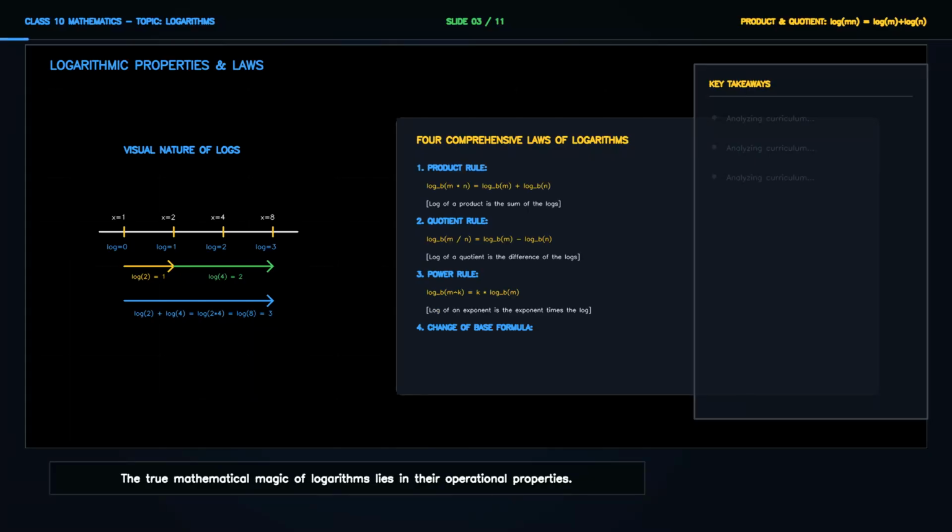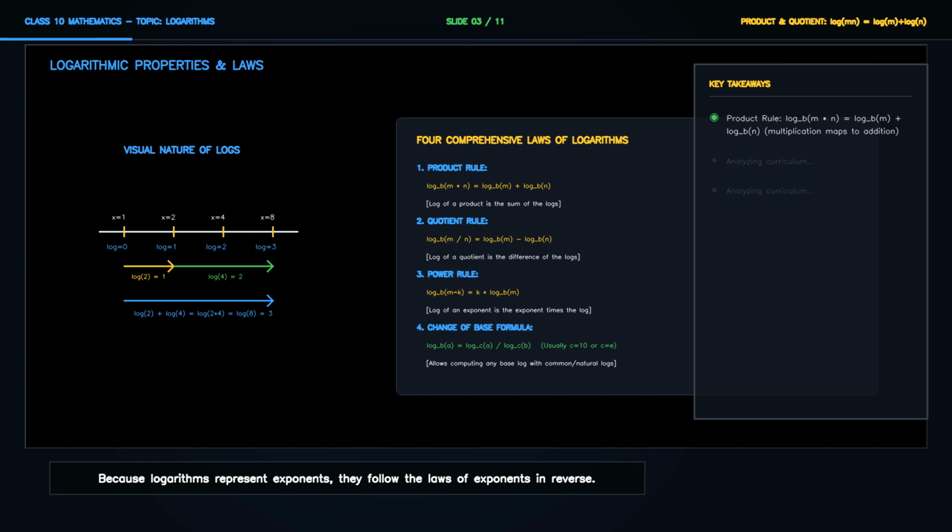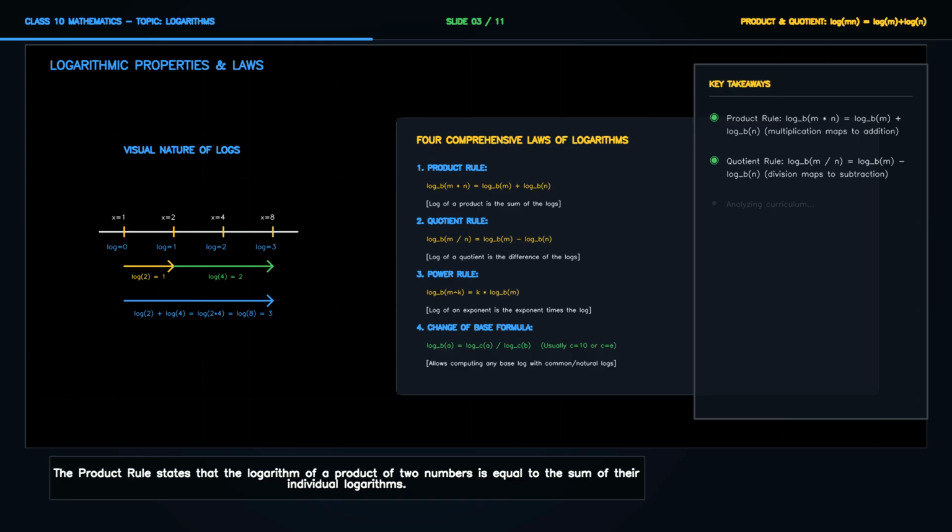The true mathematical magic of logarithms lies in their operational properties. Because logarithms represent exponents, they follow the laws of exponents in reverse. Let us examine the first 2 major properties, the product rule and the quotient rule. The product rule states that the logarithm of a product of 2 numbers is equal to the sum of their individual logarithms. That is, log of m times n equals log of m plus log of n.